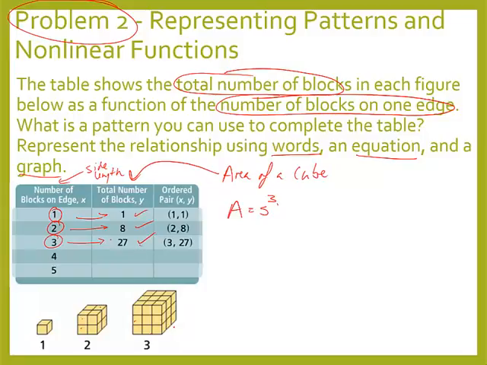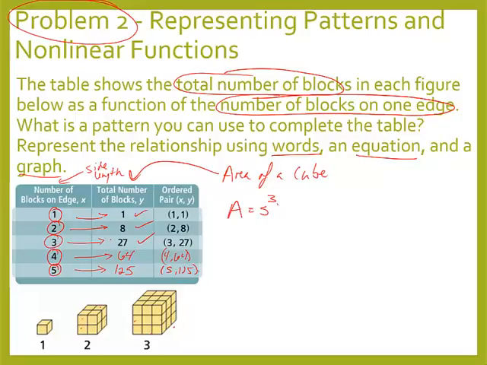So our number of blocks on edge gives us the total number of blocks by cubing the number of blocks on edge, because we're finding the area of a cube given its side length. So if we're going to cube 4, 4 times 4 times 4, so 4 times 4 is 16. 16 times 4 is 64. So that'll be 4 and 64. And lastly, 5 cubed is 5 times 5 times 5. 5 times 5 is 25. So 25 times 5 is 125. And that'll be 5 and 125.